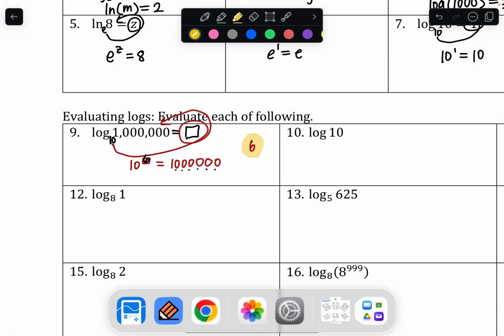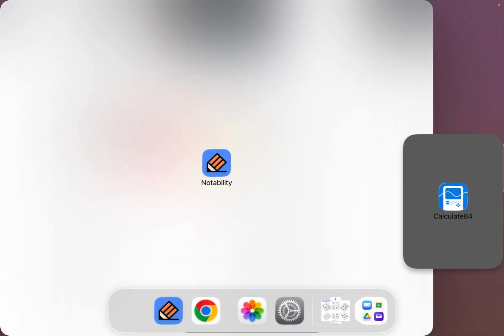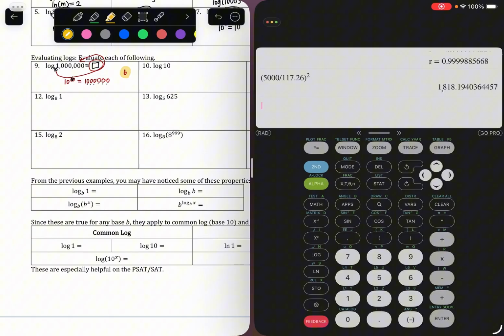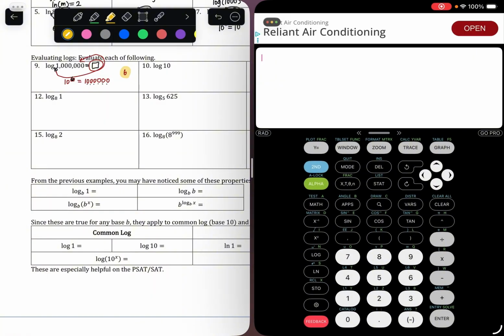And so just to prove that to you using a calculator, log 1 million equals 6.